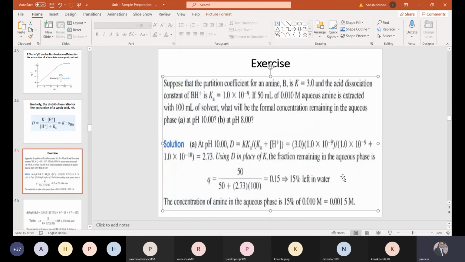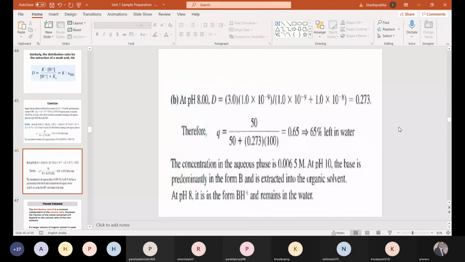85% was neutral B. That is why it could go to the organic phase. And then what we found out was the concentration of amine, that 15% of this is this much. So this much concentration remains, this is a bigger concentration, this is a smaller concentration. So only this much concentration remains. Now what will happen at pH 8? At pH 8, there will be more protonation. And this can be seen from this expression.